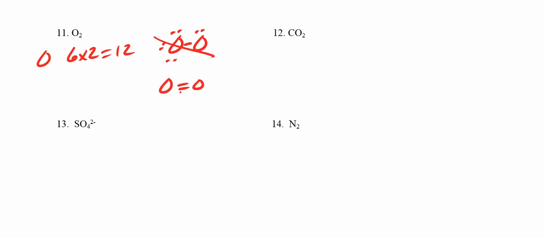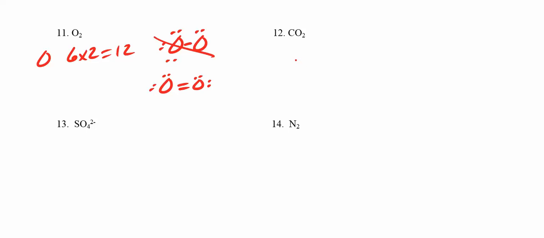Remember that each one of these bonds has 2 valence electrons. So 2 here, 2 here. That's a total of 4. So I need to account for the other 8. I'll put them right here. 2, 4, 6, 8. Let's check this and see if it's correct. So each of the oxygens has 2, 4, 6, 8. That looks like a reasonable structure. Notice that oxygen gas has a double bond.